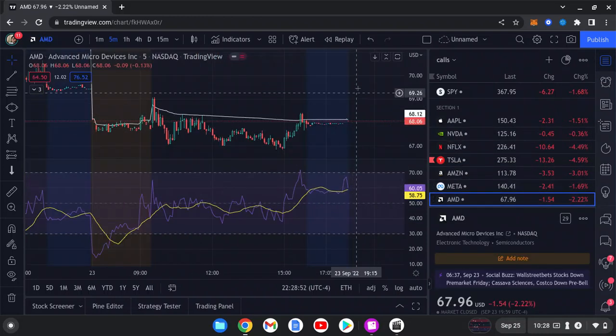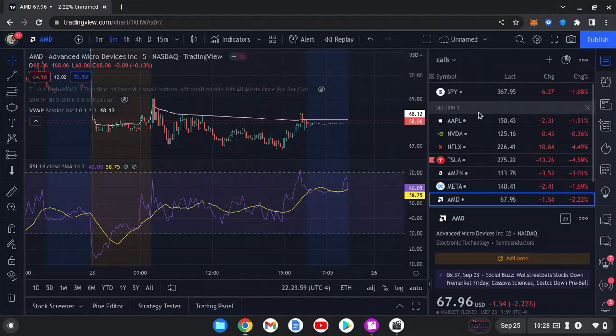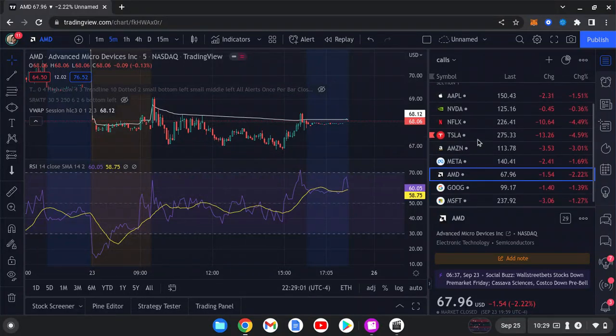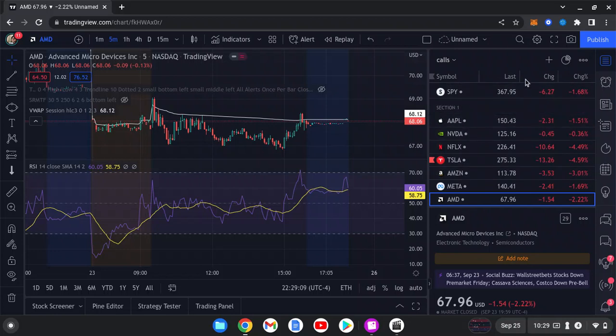And there's a lot of stocks that I like to trade. I usually stick to the big names. So this is my list right here: Apple, Nvidia, Netflix, Tesla, Amazon, Facebook, AMD, Google, Microsoft. And if you stick with the big names, you'll have a lot of liquidity and a lot of volatility.